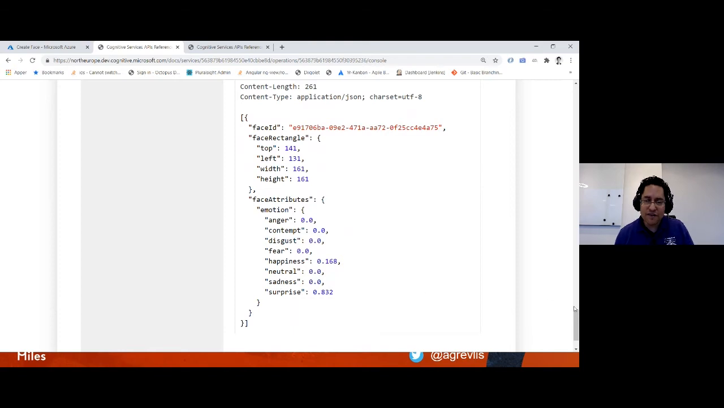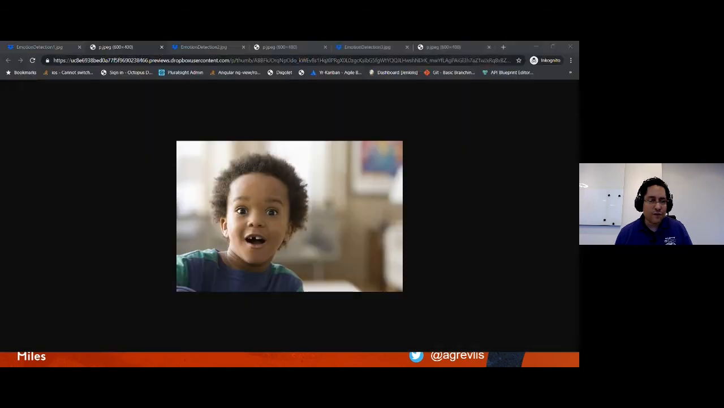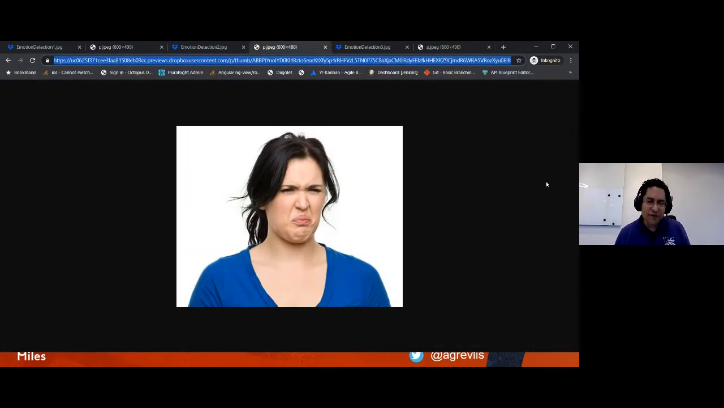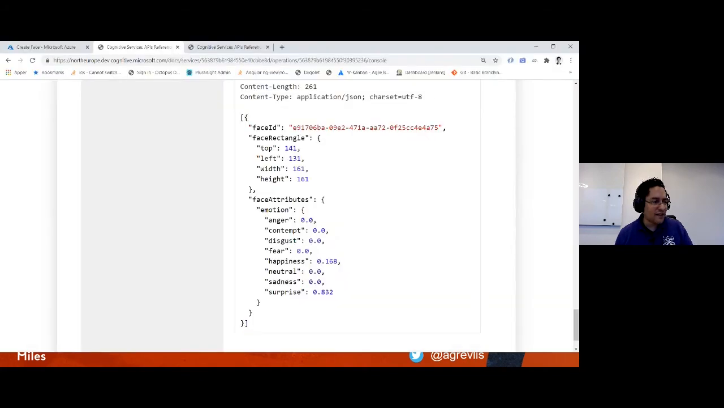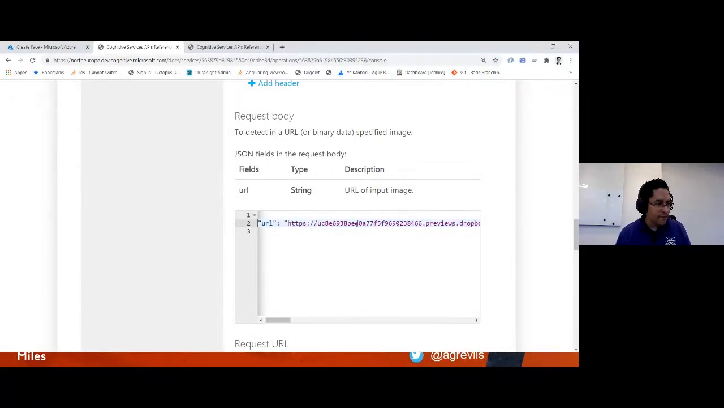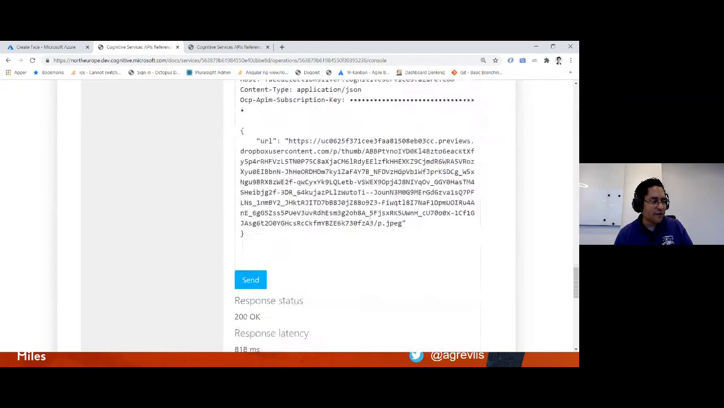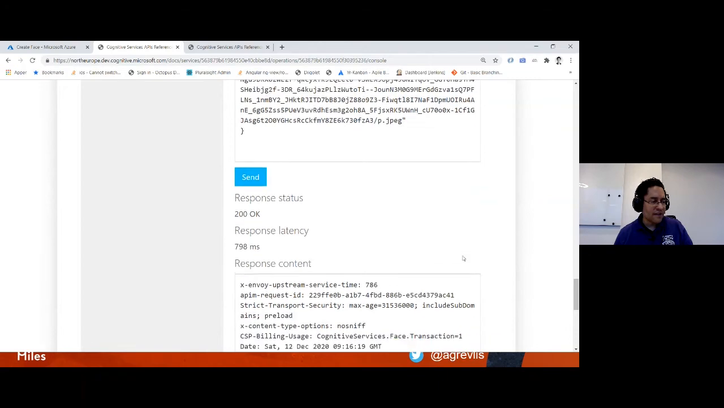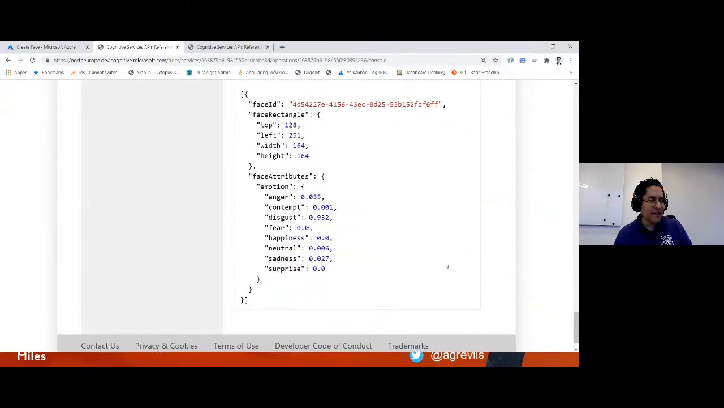We have also another picture. So here we have another picture that we can use, and then we push send. Here we also get the face rectangle, and we can see that with 93.2% it's experiencing disgust.